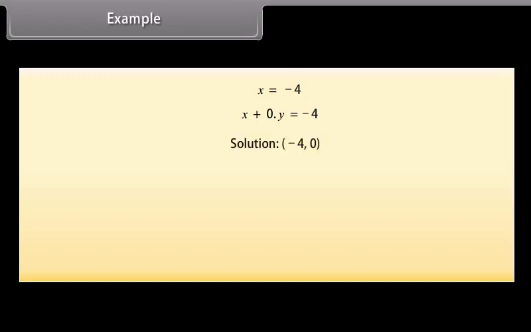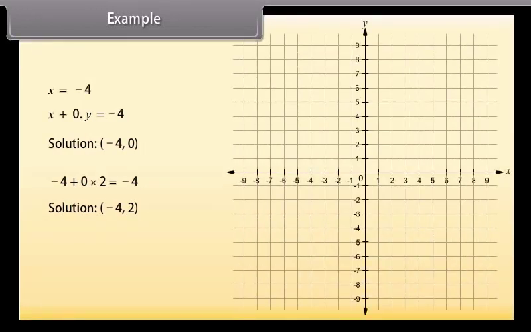So we get the first solution of the equation, that is (-4, 0). Since the value of y can be anything, the other solution of the equation is (-4, 2). Now mark these points on the graph. This is (-4, 0), and this is (-4, 2). Join these points. We can see that the graph AB is a line parallel to the y-axis and at a distance of 4 units to the left of it.